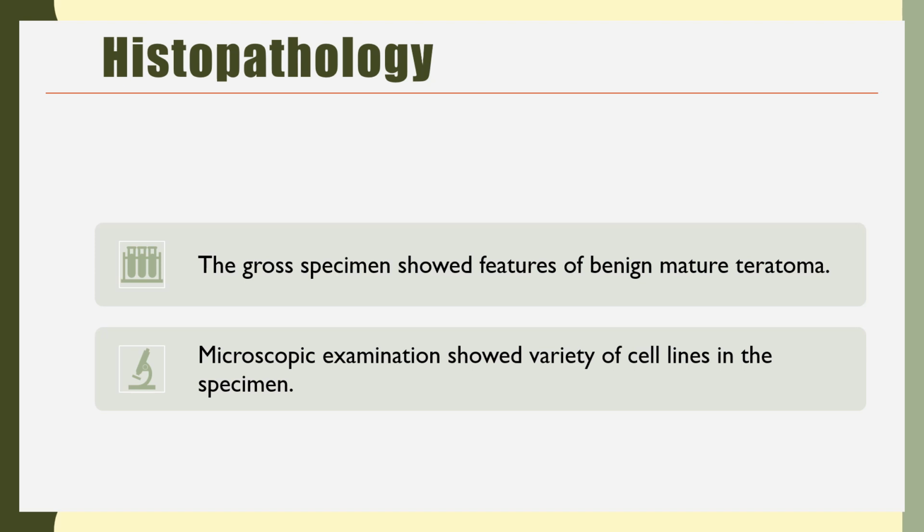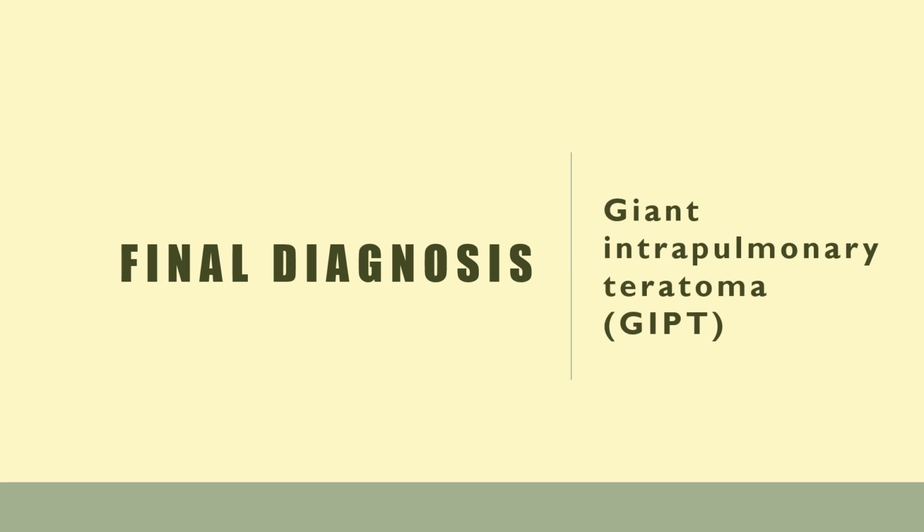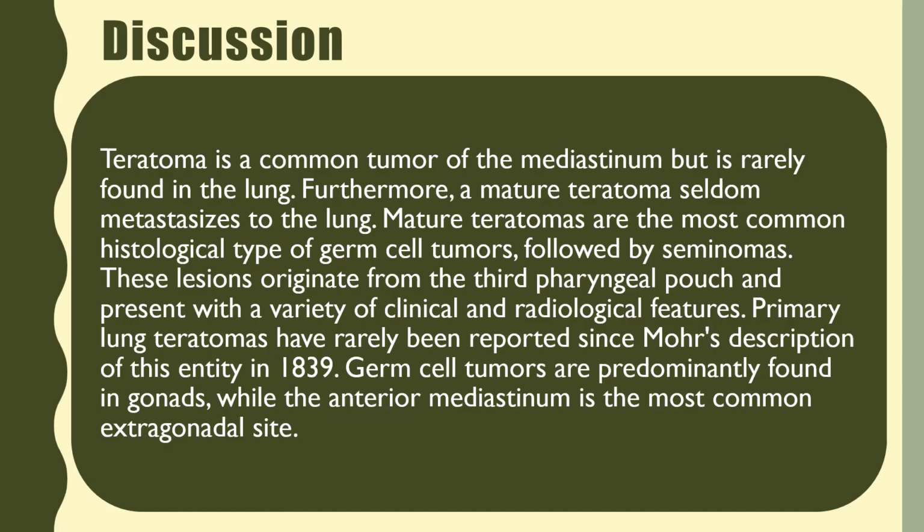Microscopic examination showed a variety of cell lines in the specimen. So the final diagnosis was giant intrapulmonary teratoma. Teratoma is a common tumor of the mediastinum, but is rarely found in the lung. Furthermore, a mature teratoma seldom shows metastasis to the lung.